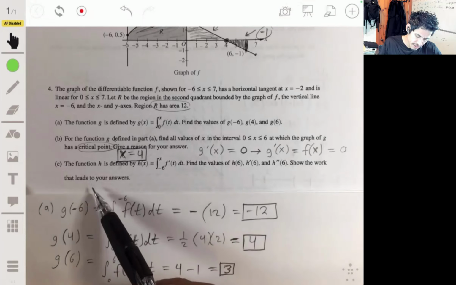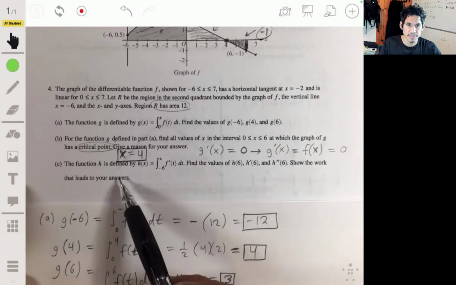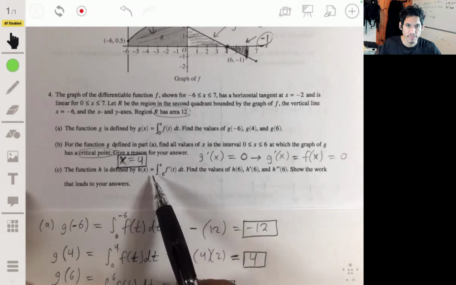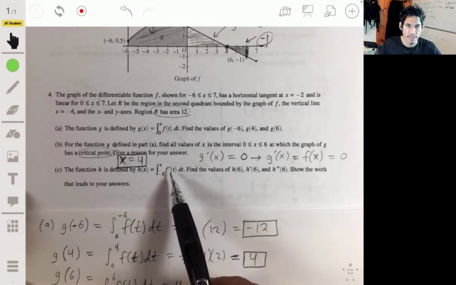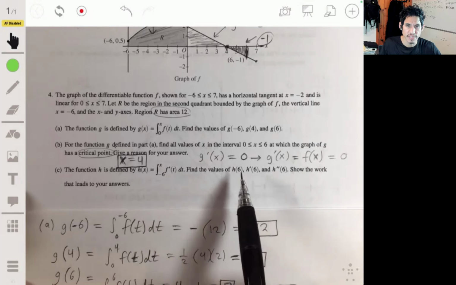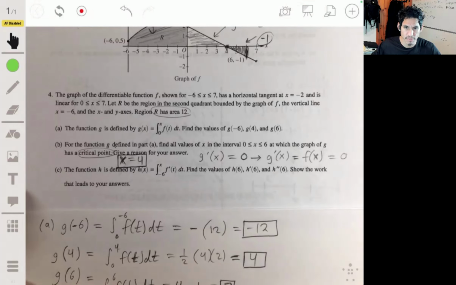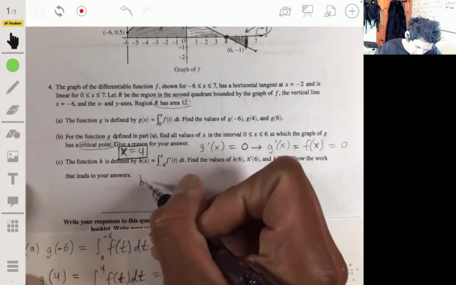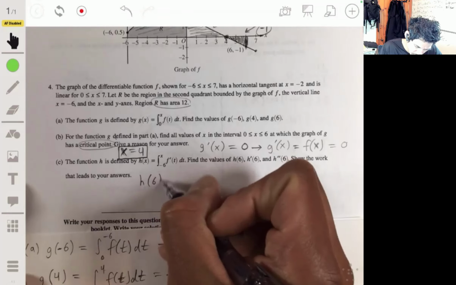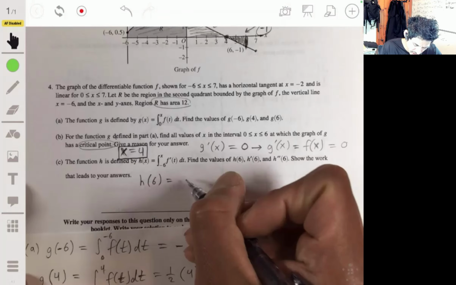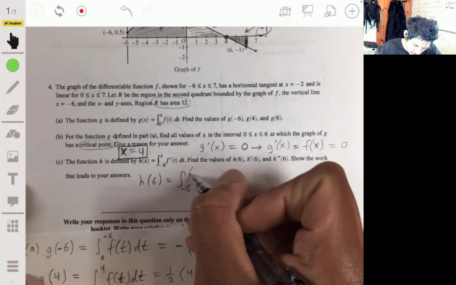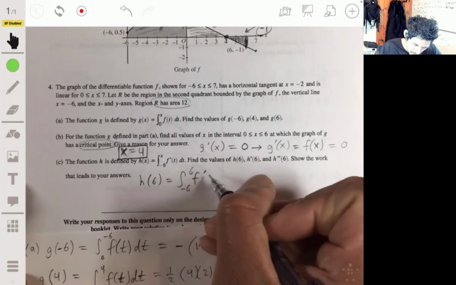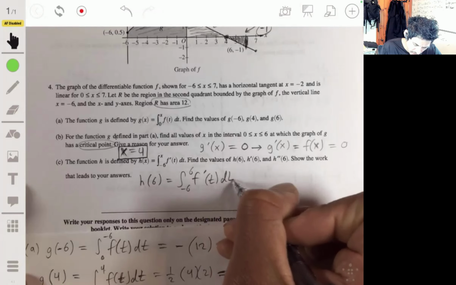Okay, and then part C, function h is defined by the integral from -6 to x of f prime of t dt. Find the values of h of 6, h prime of 6, and h double prime of 6. Okay, so h of 6 would then just be the integral from -6 to 6 of f prime of t dt.